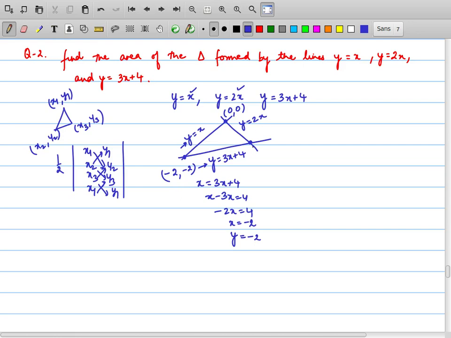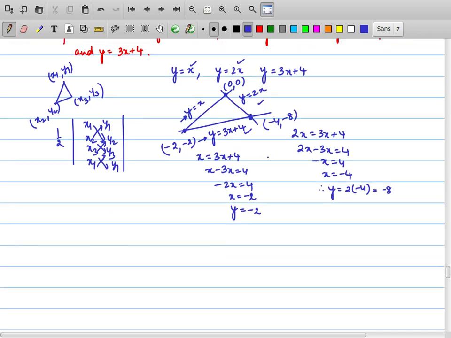Similarly we can solve for this point: we'll solve this equation and this equation. We'll put y as 2x. So 2x is equal to 3x plus 4. 2x minus 3x is equal to 4. Therefore minus x is equal to 4. x comes out to be minus 4. Therefore what is y? y is 2x, 2 into minus 4, that is minus 8. Therefore this coordinate is minus 4, minus 8.